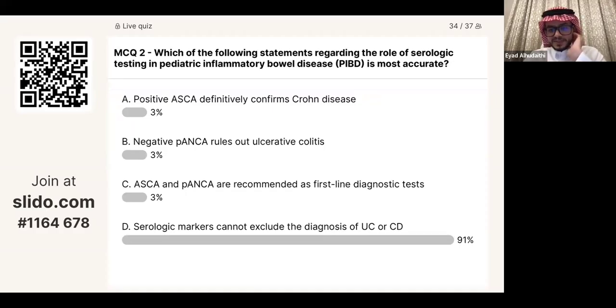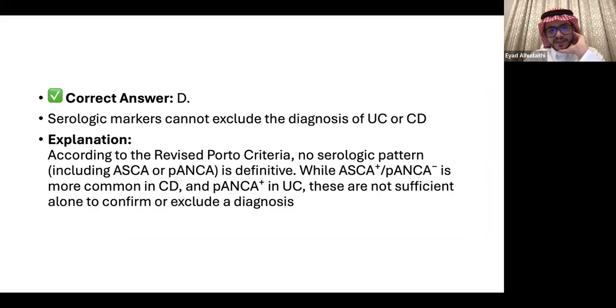Again, mashallah, you got it right. So serology markers cannot exclude the diagnosis. According to the revised Porto criteria, no serological pattern, including ASCA or pANCA, is definitive. While positive ASCA and negative pANCA is more common in Crohn's, and vice versa, pANCA positivity is more common in UC, these are not sufficient alone to confirm or exclude the diagnosis. So you can have patients with Crohn's who have positive pANCA and negative ASCA.